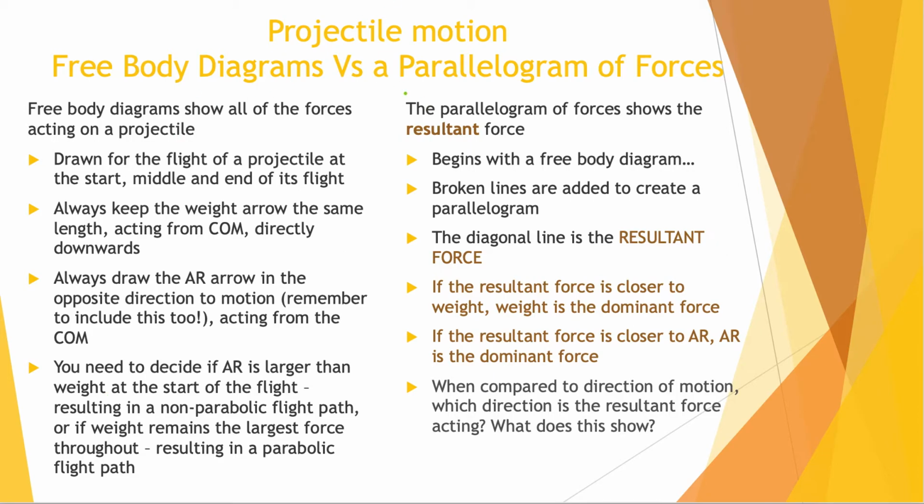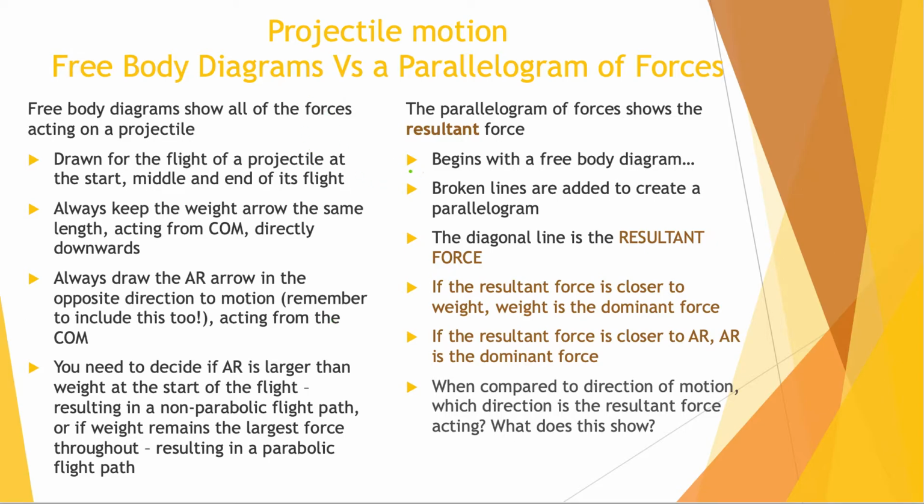So if you compare free body diagrams to a parallelogram of forces diagram, remember a free body diagram shows all the forces acting on the projectile. It's drawn for the flight of the projectile at the start, the middle and the end. We keep the weight arrow the same all the way through. It acts from the centre of mass directly down. We always draw the air resistance arrow in the opposite direction to motion, acting from the centre of mass. And we need to decide whether air resistance is larger than weight or whether weight is larger than air resistance effectively. With a parallelogram of forces diagram, we're showing the resultant force.